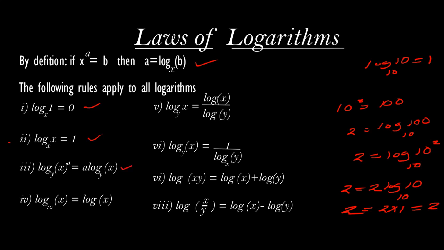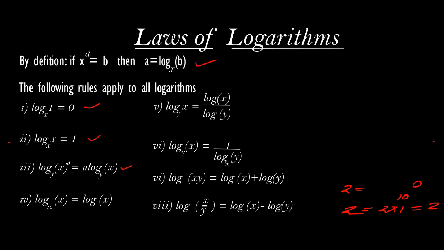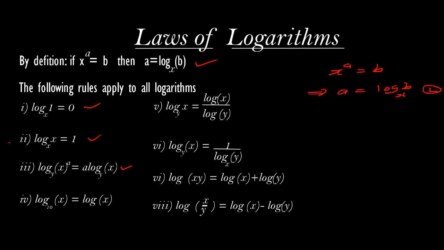So if you have log x to power a to base y, that power a will be the coefficient. It will now be a log x to base y. So the power of a number inside the log is the coefficient, Roman number 3. So let us jump Roman 4, we move to Roman 5. When you have log x to base y, that is simply log x over log y. The base is the logarithm in the denominator.